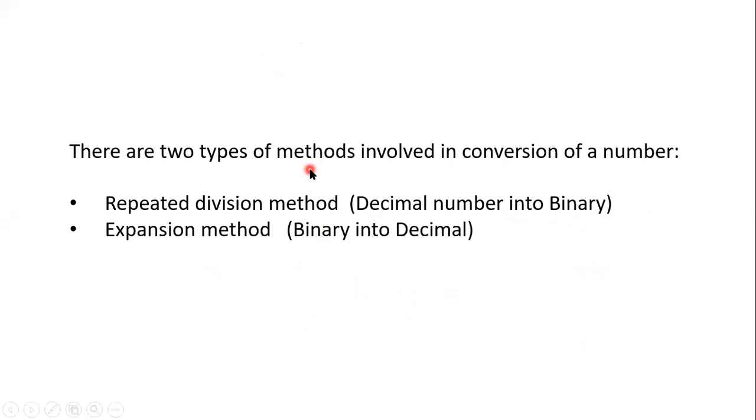There are two methods involved in the conversion of a number. The very first is the repeated division method. Why are we using this method? Whenever we need to change a number given in the decimal number system into binary, we use this repeated division method. On the other hand, if we need to get the number back into decimal from binary, we use the method known as the expansion method.